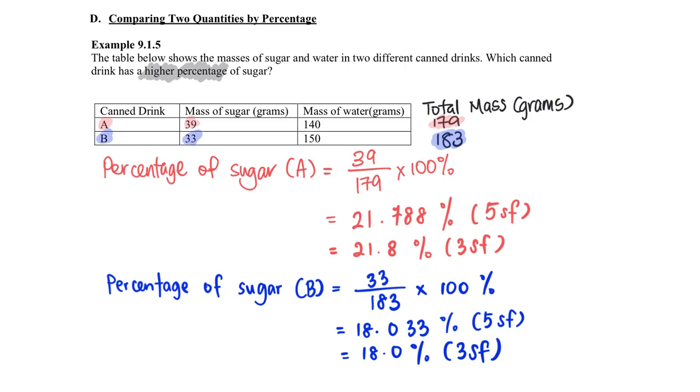And with these two values, I would then be able to get the conclusion at the side, comparing the two. So which drink has a higher percentage of sugar? The final answer would be drink A.